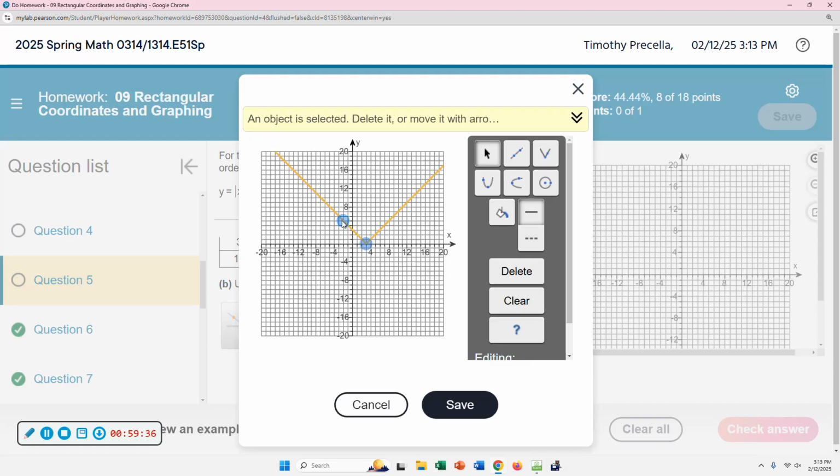And notice if we counted 14, 11, 12, 13, 14, and we went up 11 units, we'd hit that yellow graph. That 14, 11 is on the graph also, but you only use 2 points for graphing an absolute value, the vertex and one other point. Click Save.